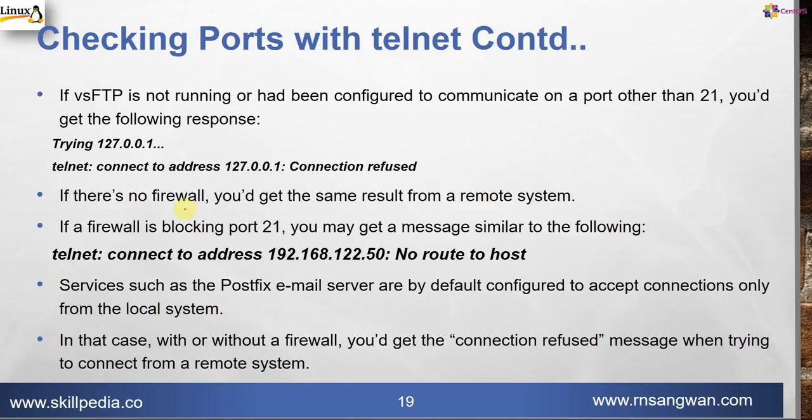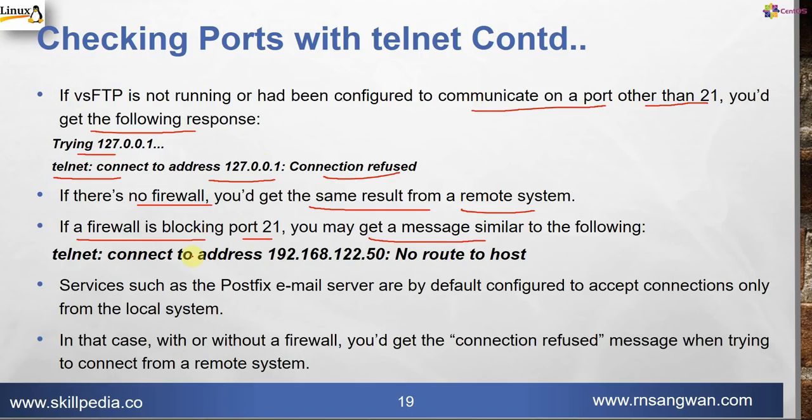Then if the VSFTP server is not running or has not been configured to communicate on port number 21, you will get this kind of message: trying, telnet connected to address, connection refused. If there is no firewall, you will get the same result from the remote system. If the firewall is blocking port number 21, you may get this kind of message: connection to this, no route to host.